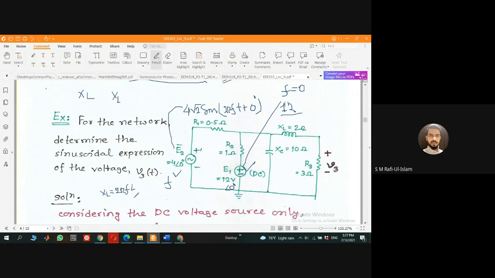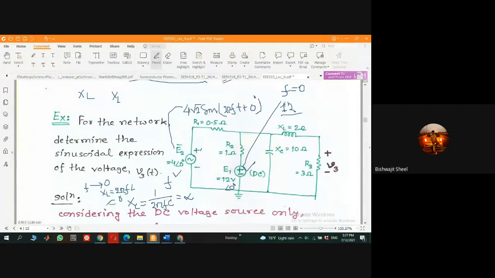What is the reactance of a capacitor? 1 upon 2 pi FC, right? So if the frequency is 0, as in DC, what is XL equal to? 0, right? And what is XC? The reactance is 1 by 0, which is infinity. So tell me, 0 impedance means what? Open circuit or short circuit?